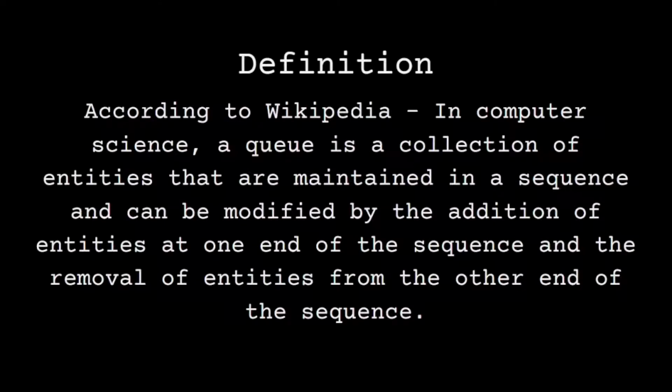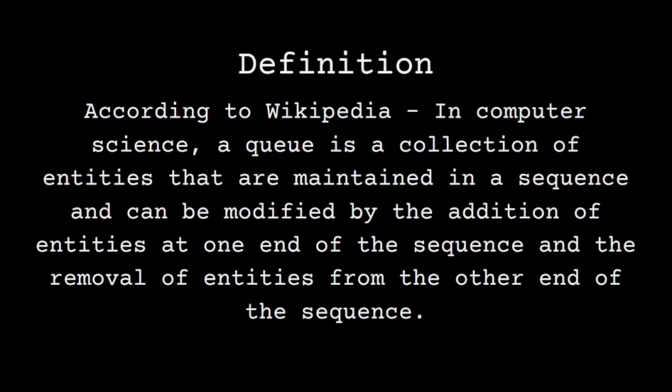Beginning with the definition here, according to Wikipedia, in computer science, a queue is a collection of entities that are maintained in a sequence and can be modified by the addition of entities at one end of the sequence and the removal of entities from the other end of the sequence.